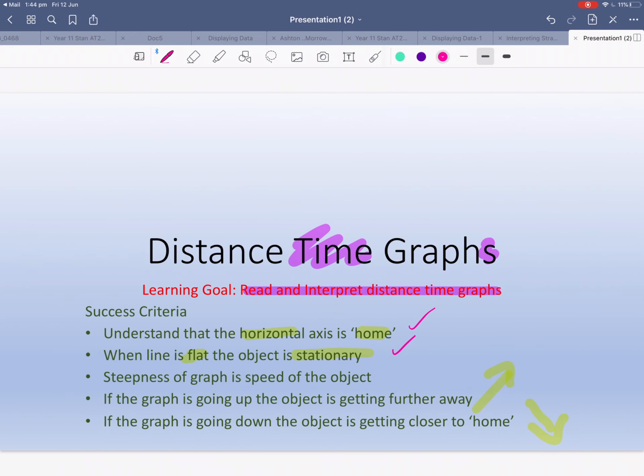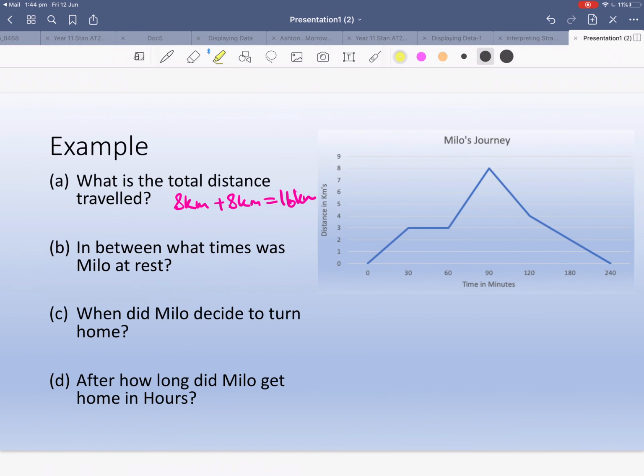Now, here it says that when the line is flat, the object is stationary or at rest. So that happens between here and here. So it's between 30 and 60 minutes. So between 30 and 60 minutes, Milo was having a rest. So whenever you see a horizontal line, they're having a rest.